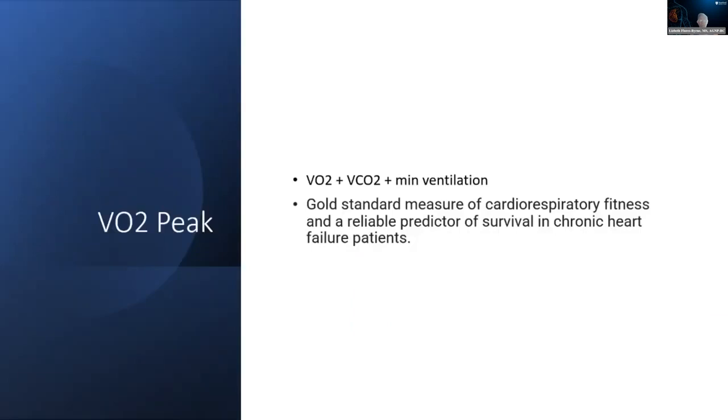The VO2 peak provides the amount of oxygen uptake and also the CO2 production plus the minute ventilation, then you come up with a VO2 peak. This is the gold standard measure of respiratory fitness and reliable predictor of survival in chronic heart failure. Interestingly enough, there's a strong linear correlation with cardiac output and skeletal muscle blood flow with VO2 peak.